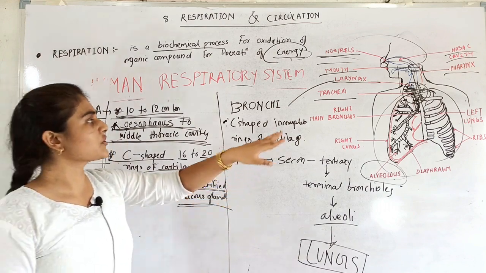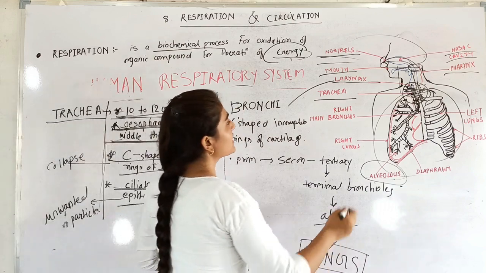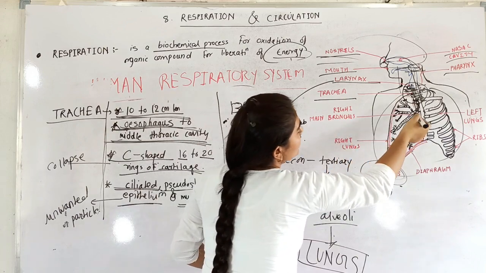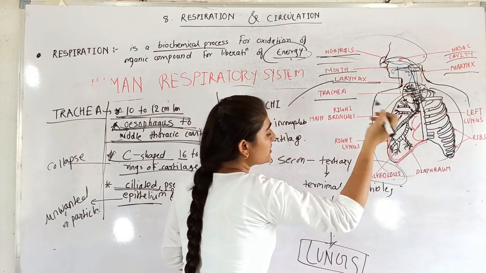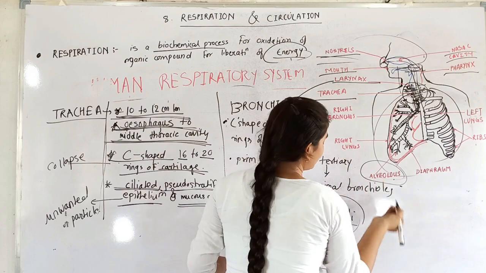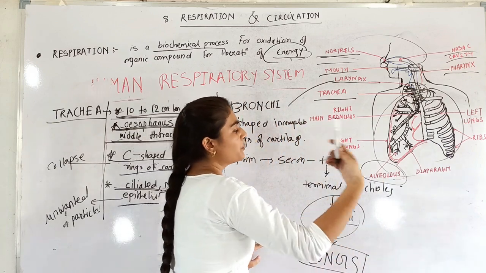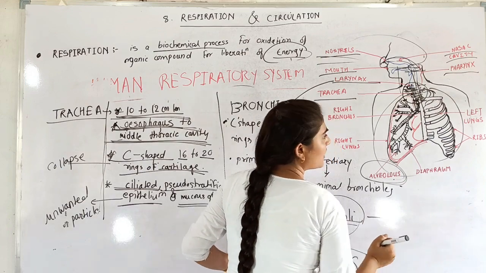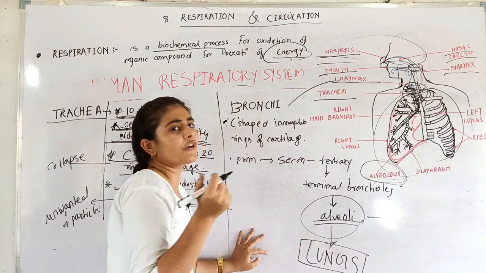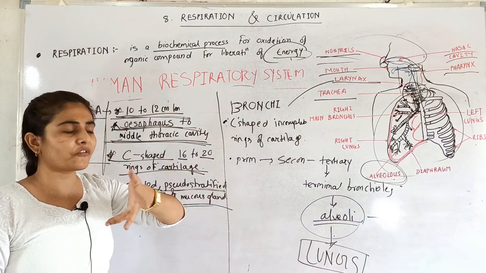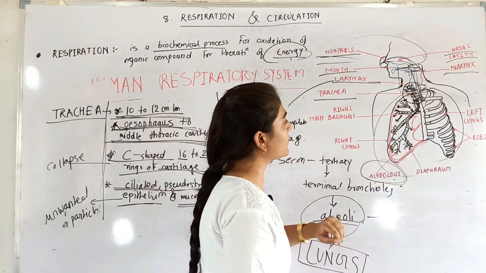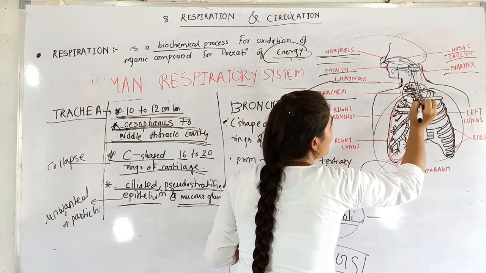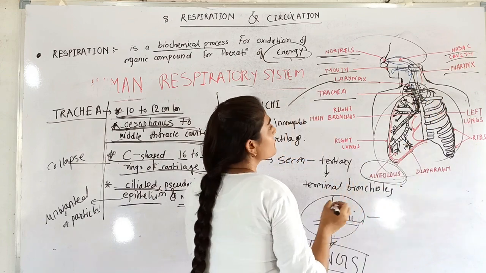Then our next portion is bronchi, which starts after the trachea, and it gives further extension to the alveoli. Singly it is alveolus, and plurally it is alveoli. The structure of alveoli is like a bunch of grapes. We will discuss it further. So the end point of the trachea is the starting point of the bronchi.